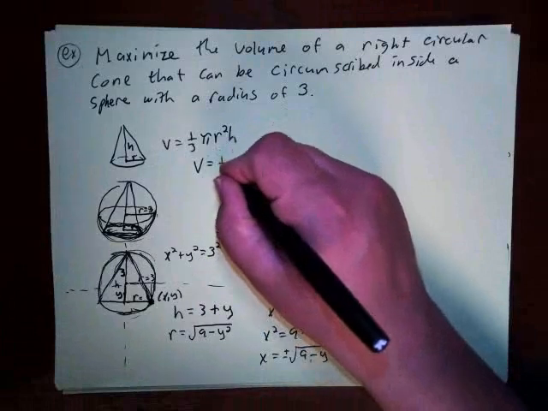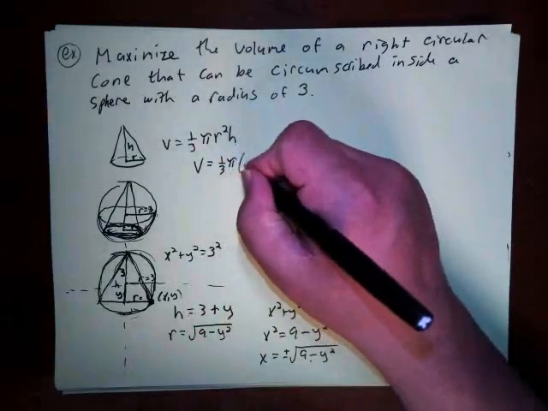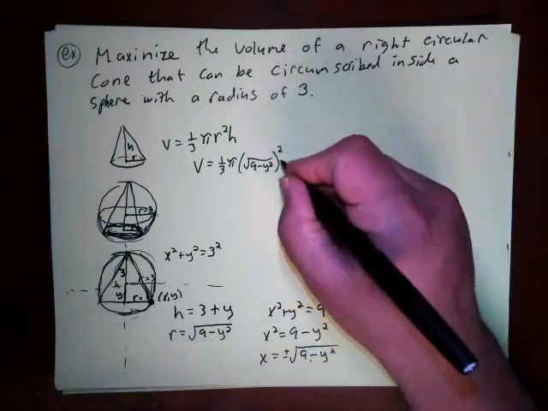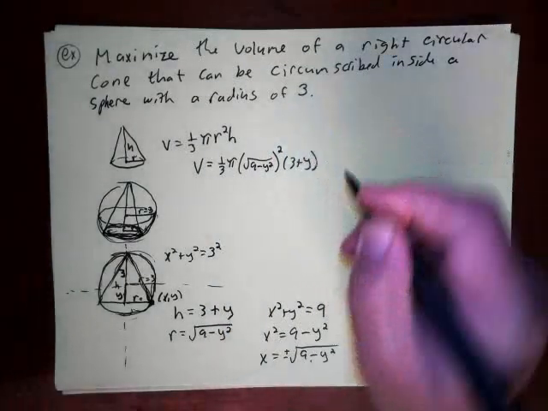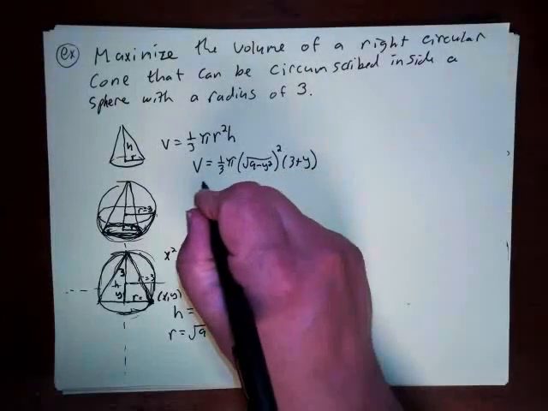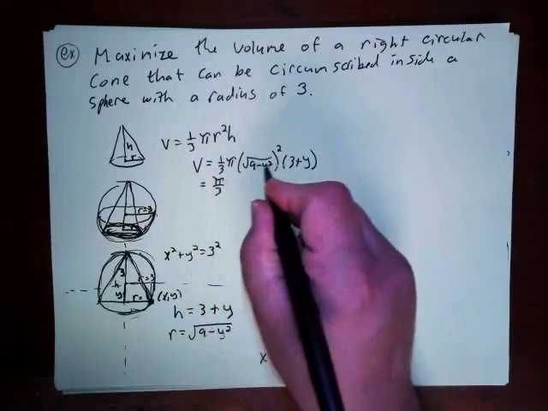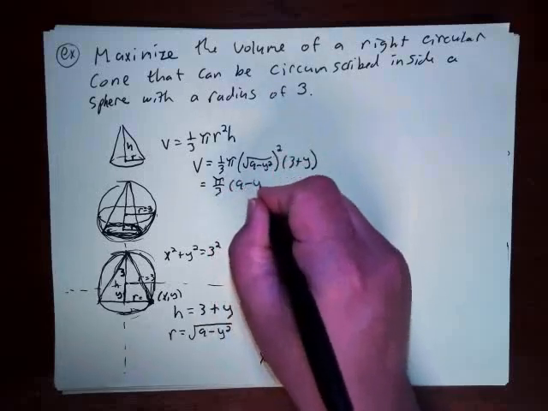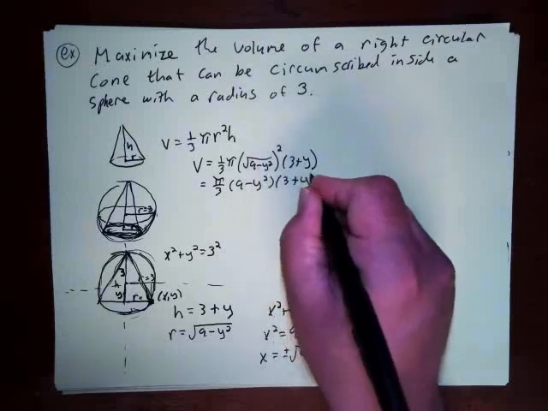So I get 1/3 pi, and then I have the square root of 9 minus y squared, that quantity squared, times my height, which is 3 plus y. So it would look like that. And now we can simplify this. So this is like pi over 3, and then this is the square root squared, so that'll just be 9 minus y squared, and this will be 3 plus y.